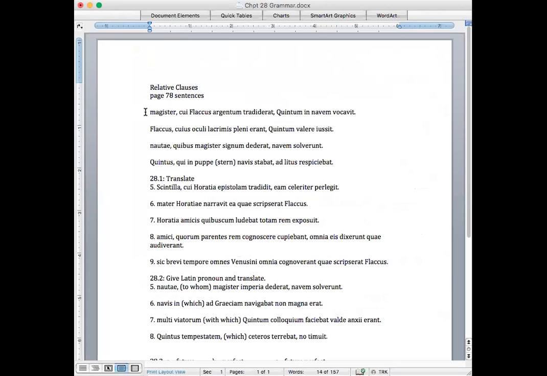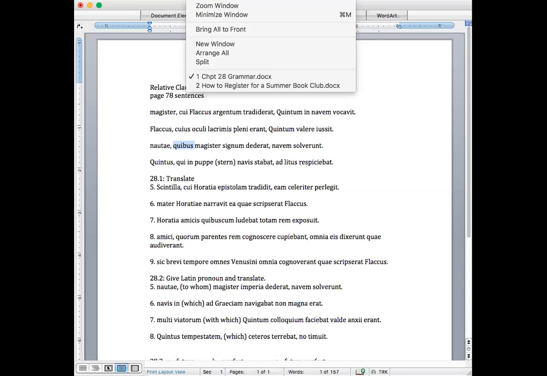Your sentences all in the beginning of the chapter, your picture sentences, your model sentences, all have relative pronouns in them. So for example, this first one has qui. You can see that it starts with the pronoun and ends with the verb. Starts with the pronoun cuius, ends with the verb erant. Starts with the pronoun quibus, ends with the verb dederat. Starts with the pronoun qui, ends with the verb stabant. So you can see that they kind of all occur in the middle of the sentence.